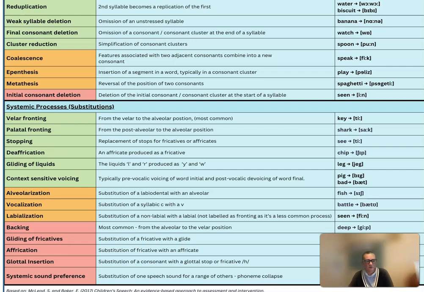Then we have initial consonant deletion, which is our only atypical structural process. So that would be deletion of the initial consonant or consonant cluster at the start of a syllable. That's very similar to your final consonant deletion, which is typical. But with children who do this, that will be classified as atypical, this initial consonant deletion. So that would be on a word like seen going to een. It would also include if you completely get rid of that consonant cluster. So let's look at the cluster reduction.